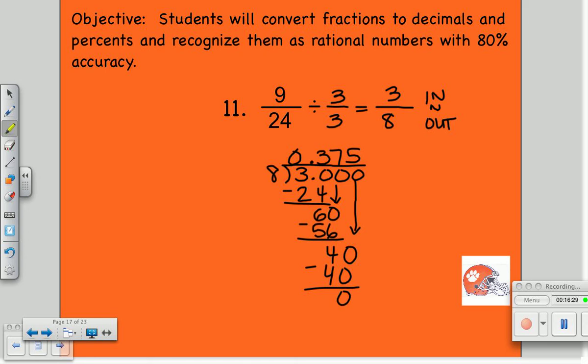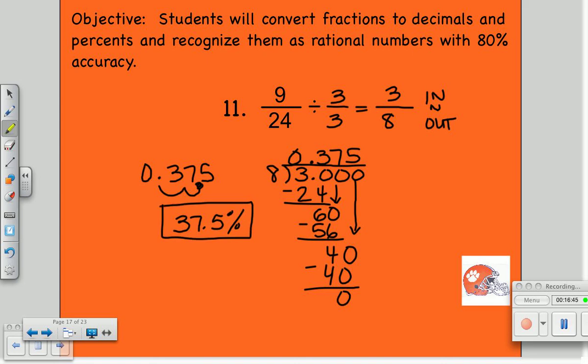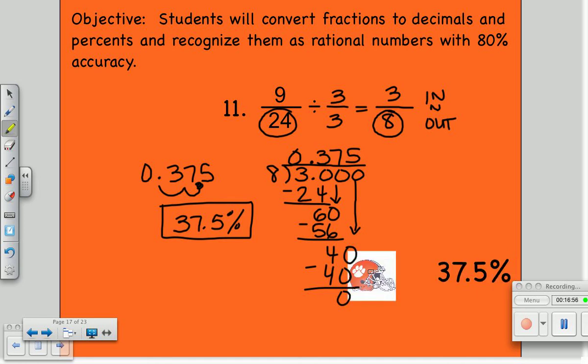So our decimal is 375 thousandths. And now we need to move the decimal 2 place values to the right. 1, 2. So we have 37 and 5/10%. So if there's nothing you can do to make a denominator 100, nothing you can do, then you have to divide the denominator into the numerator. Okay?